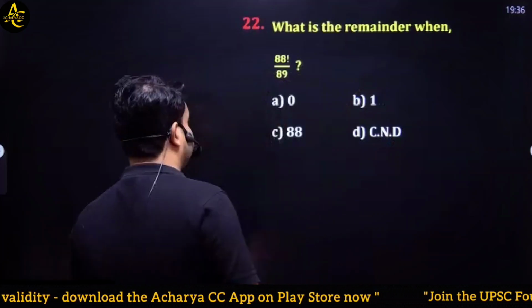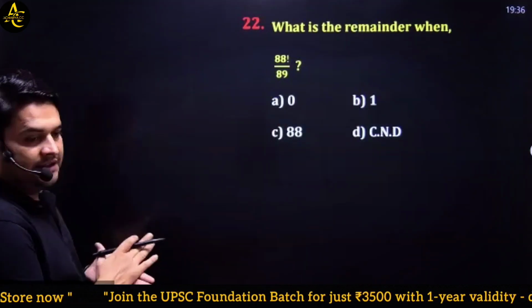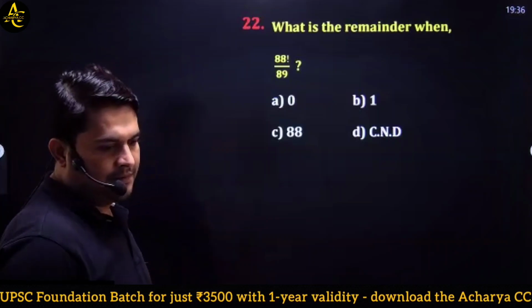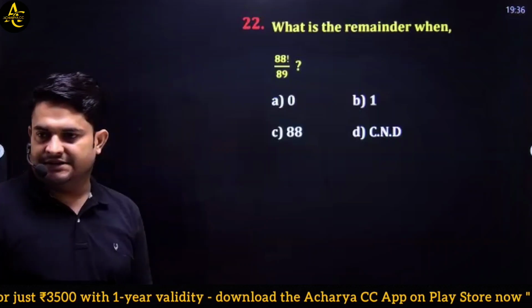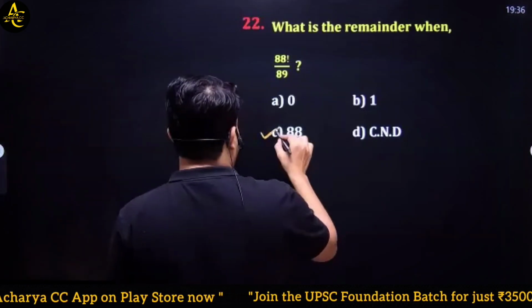Next, 88 factorial upon 89. You can solve them verbally. Tell your answers, please. It's a request to you. Option number C, 88. Very good.